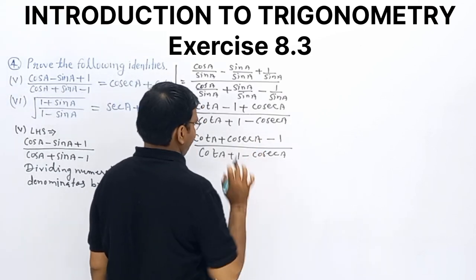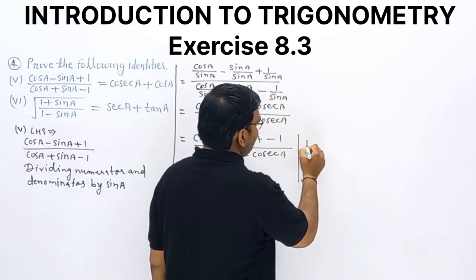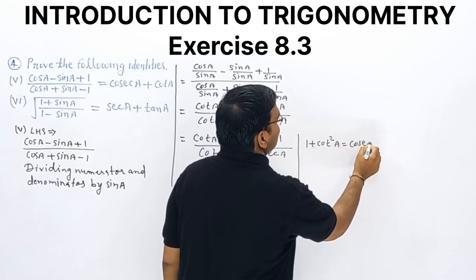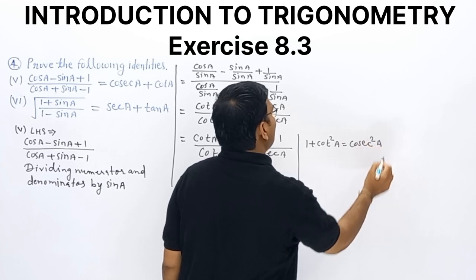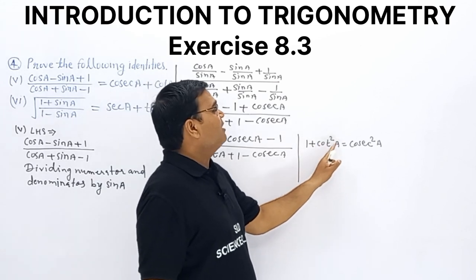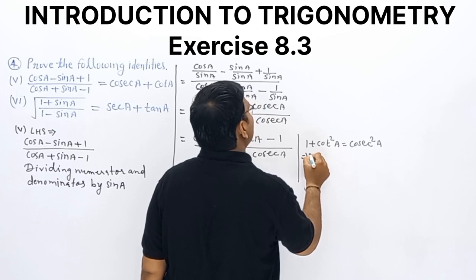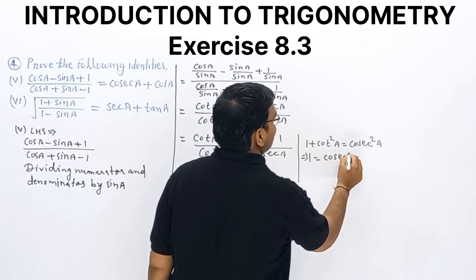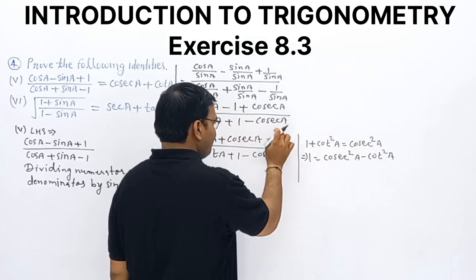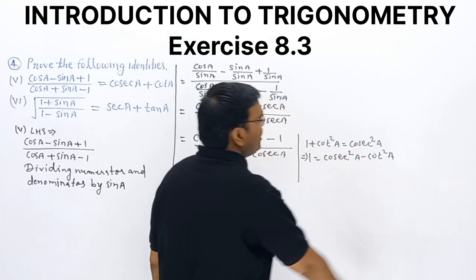Now we have one trigonometric identity: 1 plus cot square A is cosec square A. 1 plus tan square theta is sec square theta, and 1 plus cot square theta is cosec square theta. So 1 can be written as cosec square A minus cot square A.